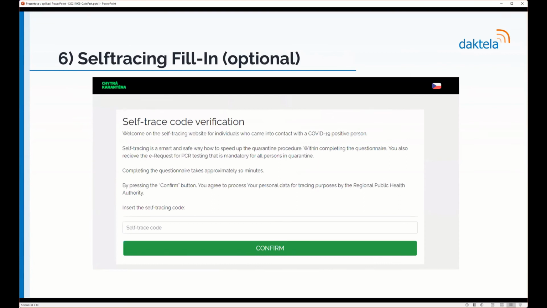You can definitely fill the self-tracing, and this helps the entire process and the entire system very much. So this is how the application looks. It's built on CakePHP 4. It's actually a separate platform from the main contact tracing, and it contains several steps where you would just enter your personal information.